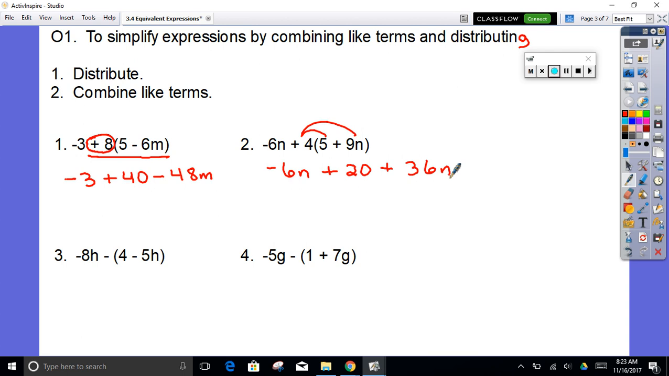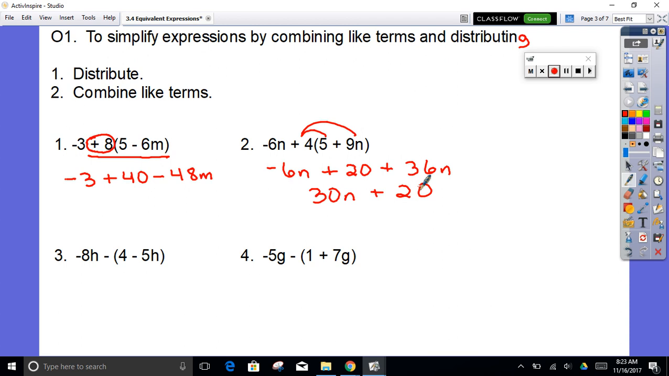Now we need to combine our like terms. So it's not simplified all the way. It's an equivalent expression to the first, but we need to go one more step. There are some like terms that we can combine. Eli, if we combine like terms in number 2, what do we end up with? 30n plus. Good. 30n plus 20. And that's where we stop. We can't combine anymore because these are not like terms. So we stop with 30n plus 20.